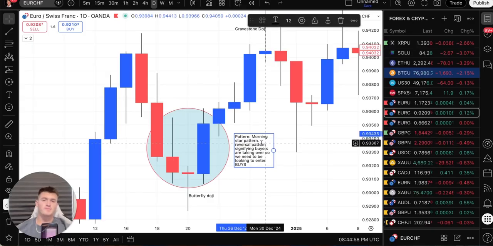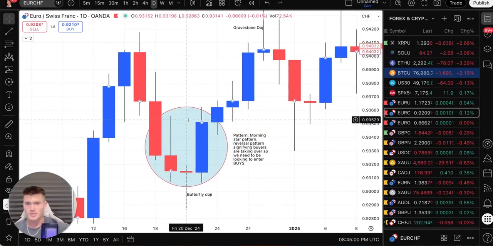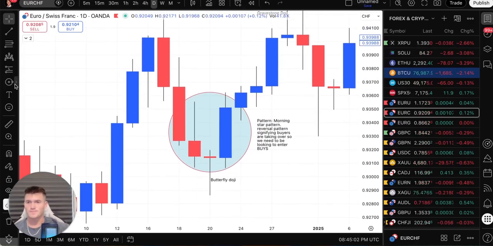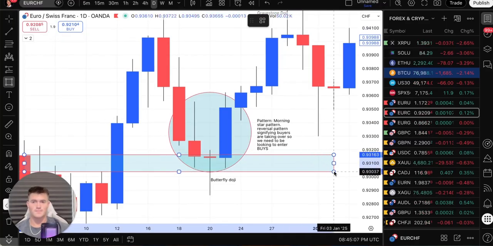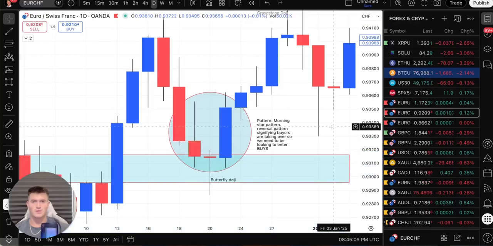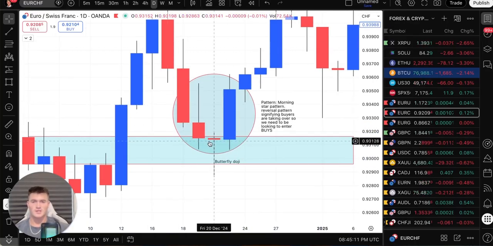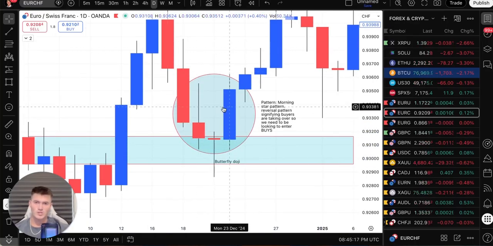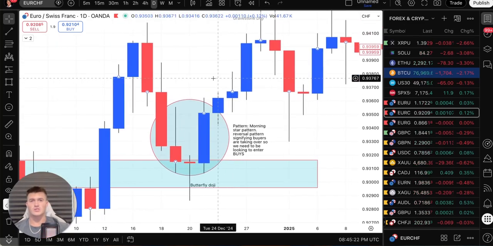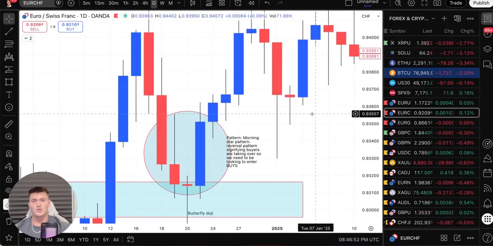Now, when you have this pattern at an area of interest, let's say I'm at an area of interest right here, right? Price comes down into this area, gives me this morning star pattern, gives me my bullish engulfing candlestick. I'm entering this trade. Make sure that you're following your rules so that you're not creating any emotions in the market. You follow your rules, check off all the boxes, everything lines up, you take the trade.